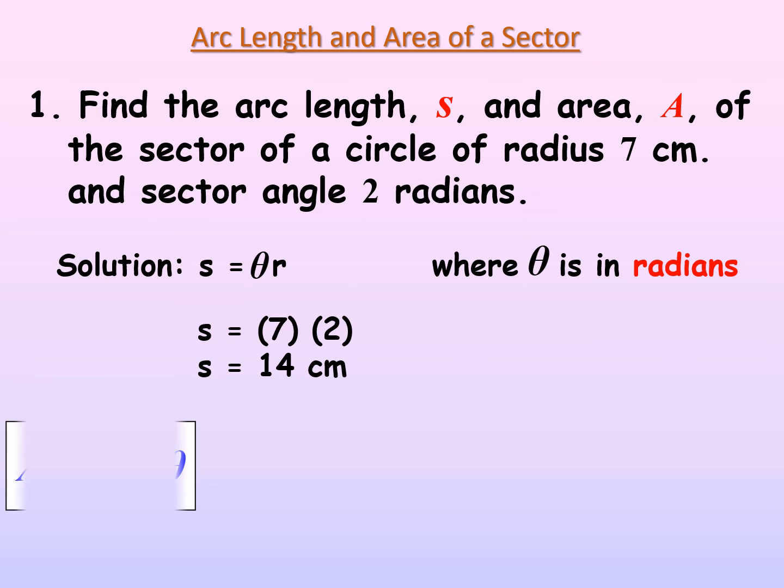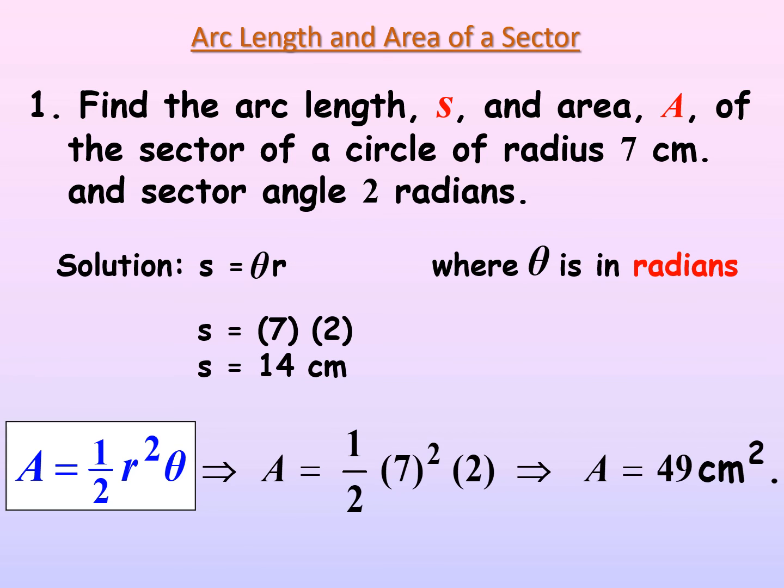Now let us compute for the area of the sector of a circle. So in here, we are going to use the formula area equals 1/2 radius squared theta. And substituting all the values, so radius equals 7 centimeters and theta equals 2 radians. So we will be getting 1/2 times 7 squared times 2 using the calculator, or you can just cancel 2 over there. So the area of the sector of the given circle equals 49 square centimeters.